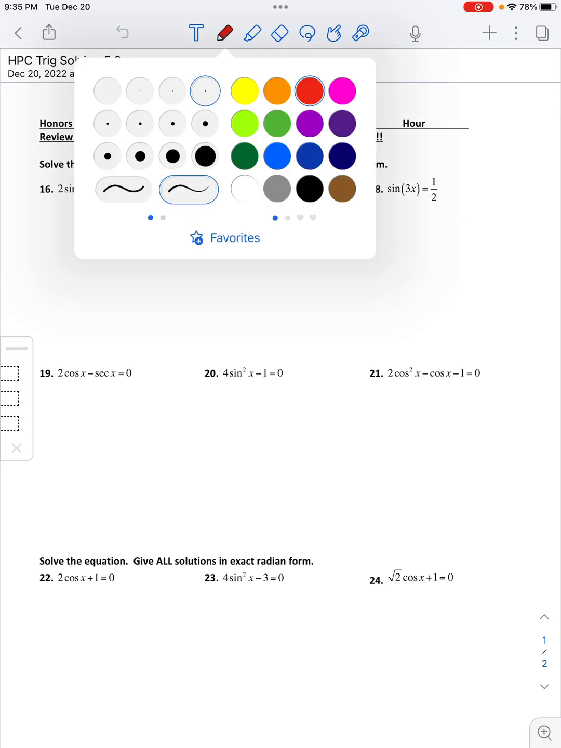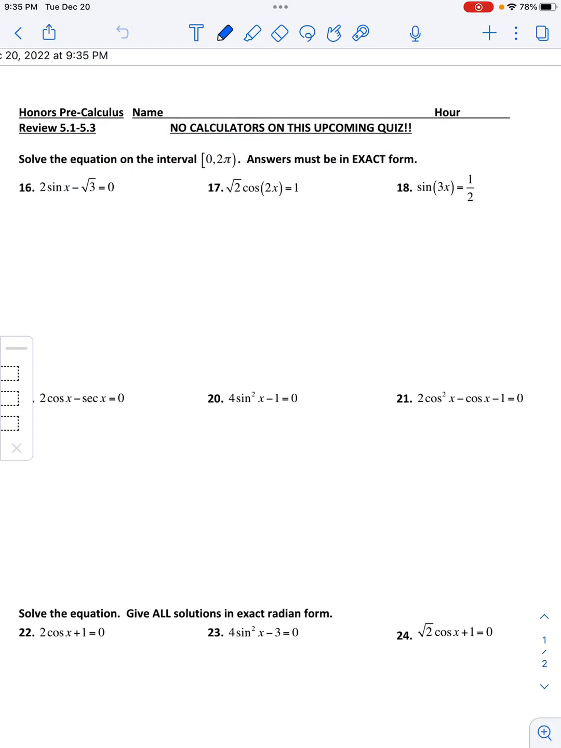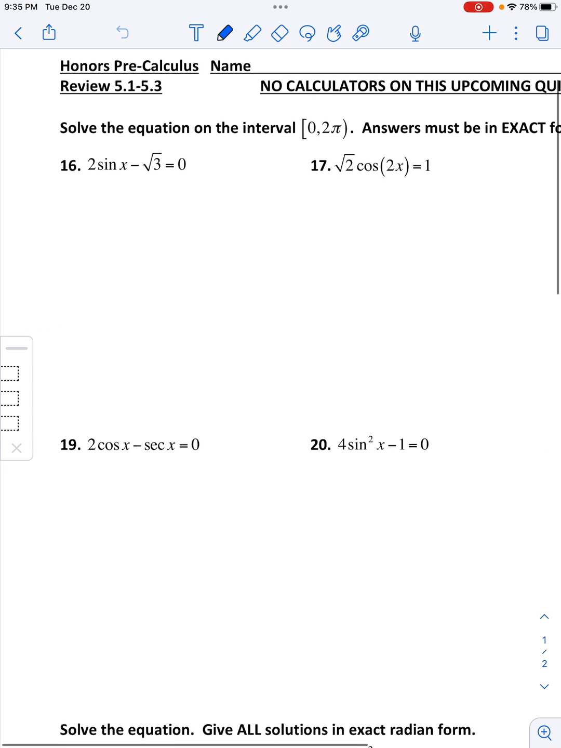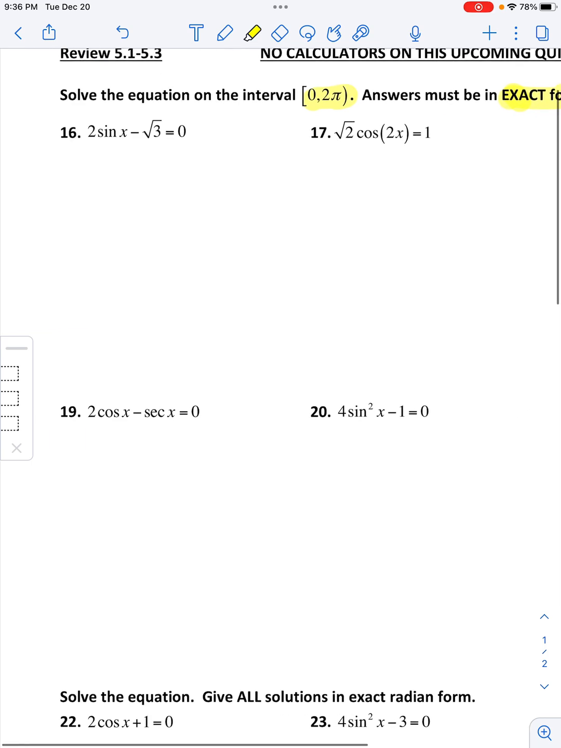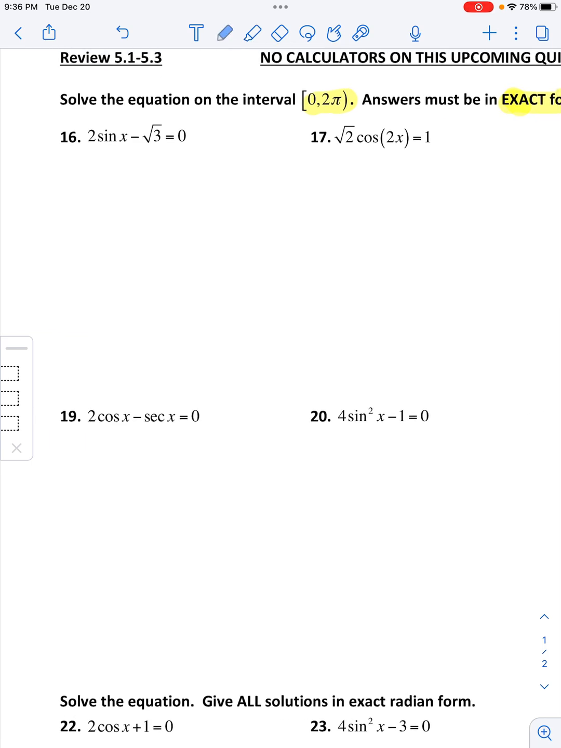Hello. So I don't have a key online for this, so I figured I would just make a video while I was making the key because, hey, why not? First of all, this is asking for the interval from 0 to 2 pi, 0 included, 2 pi not, exact form, which is the only way we've been doing this, basically unit circle stuff.